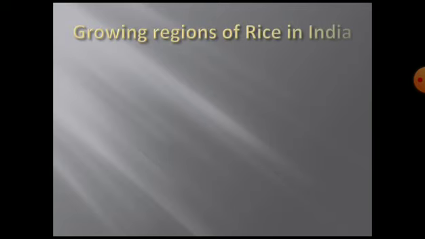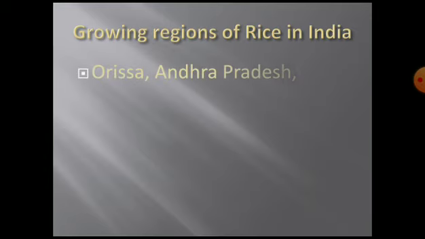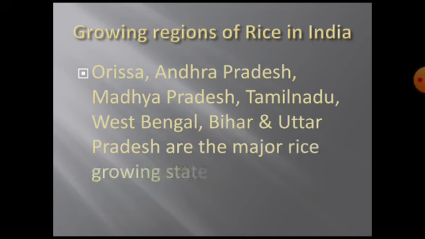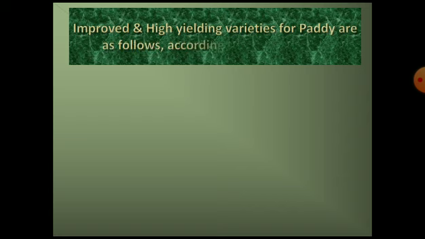Next is growing regions of rice in India. Orissa, Andhra Pradesh, Madhya Pradesh, Tamil Nadu, West Bengal, Bihar, and Uttar Pradesh are the major rice growing states. Improved and high yielding varieties of paddy are as follows according to their maturity.